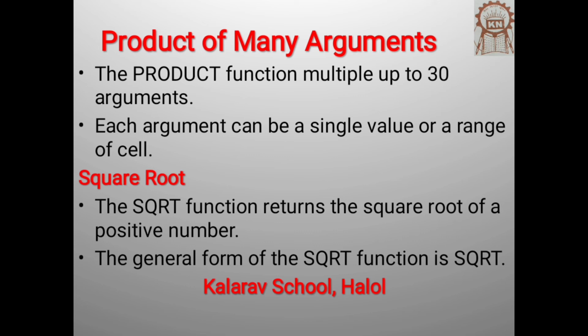Next, square root. The SQRT function returns the square root of a positive number. The general form of the SQRT function is SQRT(number). To find the square root of 100, =SQRT(100) is to be written simply in a cell. It will return 10 as shown in figure 7.13 in your textbook.